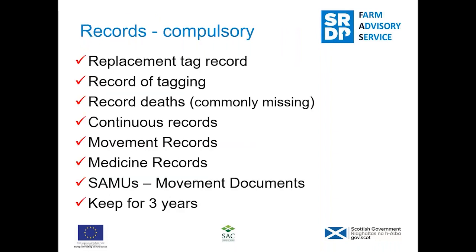So just going over again, for records, you should record replacement tags, record tagging, so that's retagging, like initial tagging of animals, sorry. Should record deaths which are commonly missing. It's advisable to keep continuous records and keep them up to date. You must keep them up to date, and record movement records, medicine records, and also you must complete the SAMU documents, which is the movement documents, and you must keep these for 3 years.